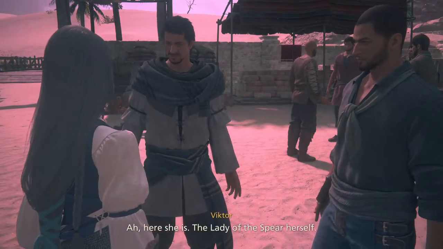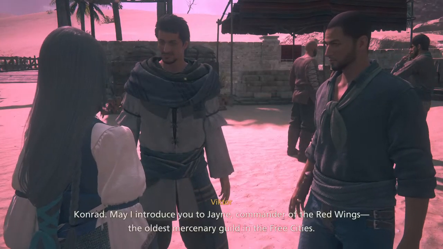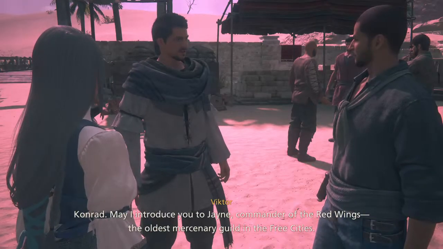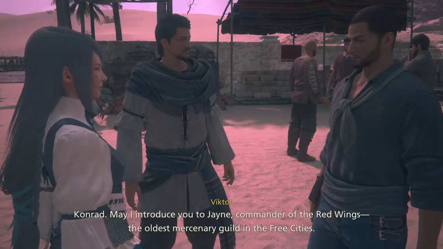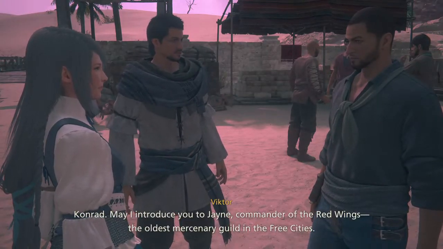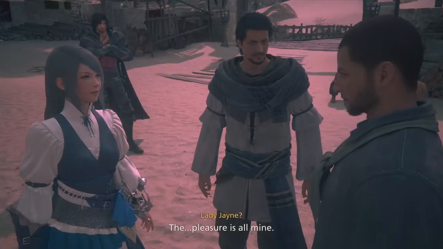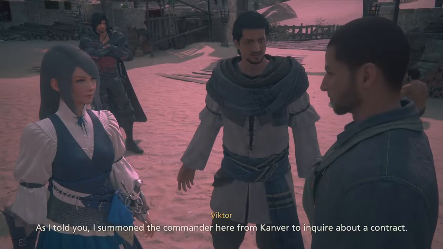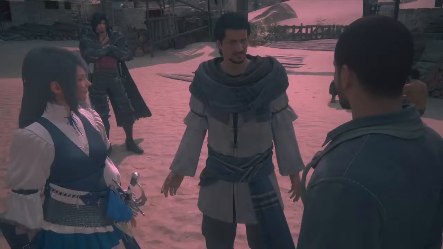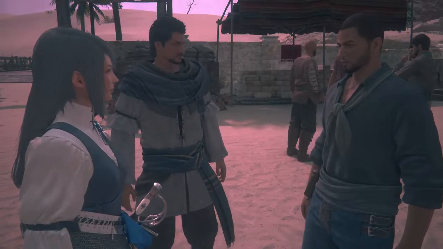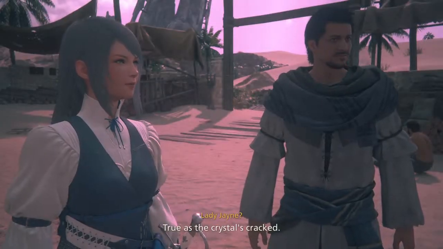Ah, here she is. The Lady of the Spear herself. Conrad, may I introduce you to Jane, commander of the Red Wings, the oldest mercenary guild in the Free Cities. A pleasure, my lady. The pleasure is all mine. As I told you, I summoned the commander here from Canver to inquire about a contract. Victor says you told him no. That there aren't any men left to hire. Is that true? True as the crystals cracked.